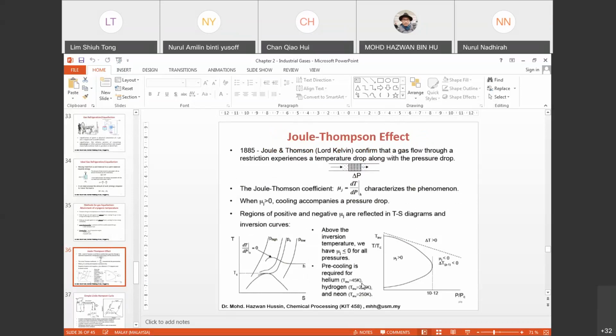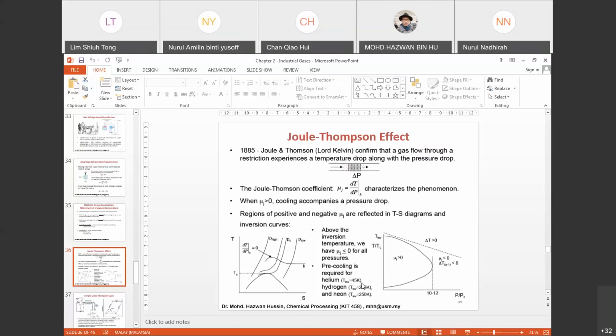Mu J, the Joule-Thomson coefficient, equals the change of temperature over the change of pressure. This characterizes the phenomenon when mu J is greater than 0. This tells you that cooling will accompany a pressure drop.